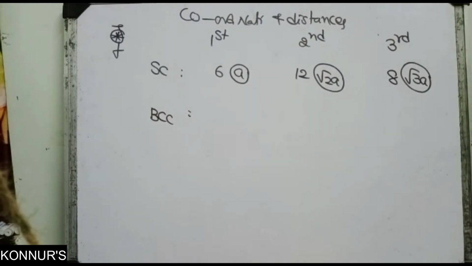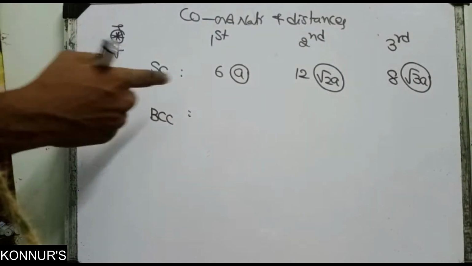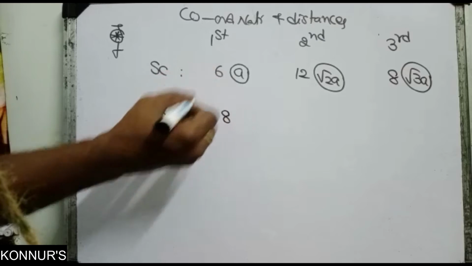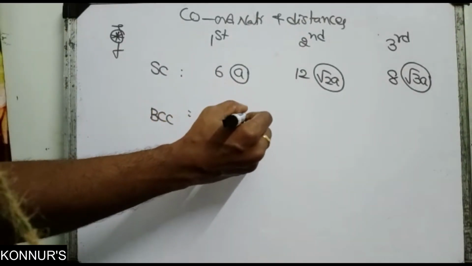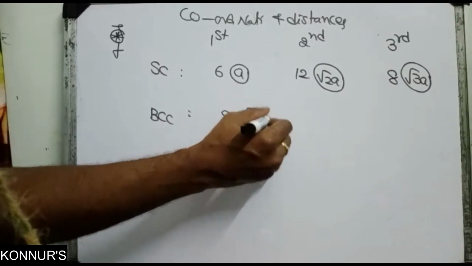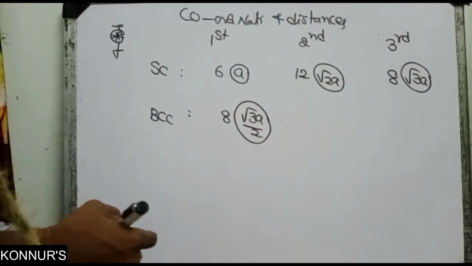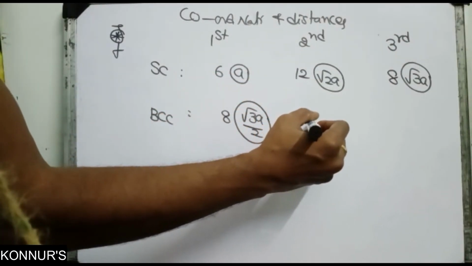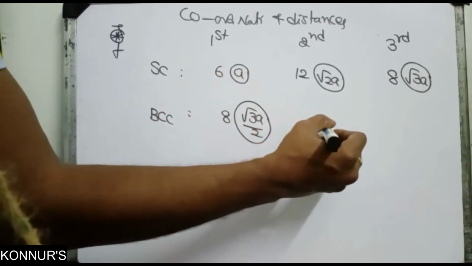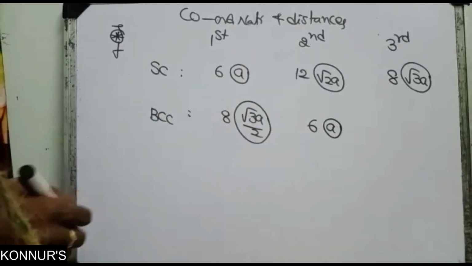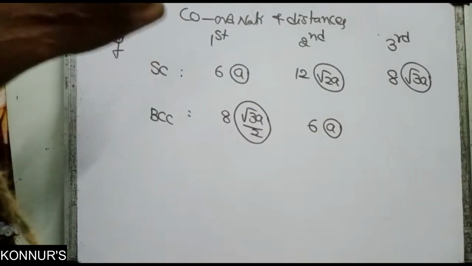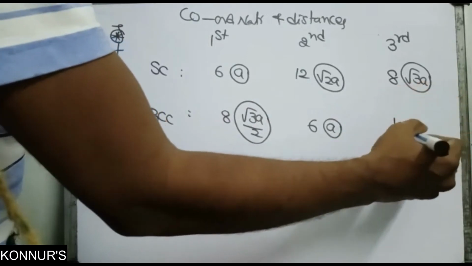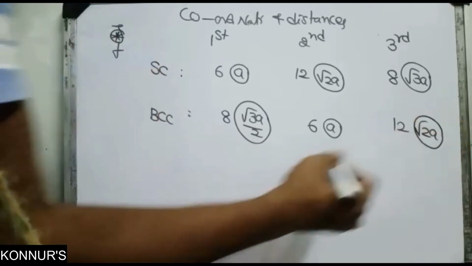Next, you go to BCC. BCC means the body center is 1, and every corner is 1. The first nearest is the body center. Body center neighbors number 8, and the distance is root 3 a by 2. The second is the corner points. Corner means 6, at distance a. The third nearest is the face diagonal, which is 12, with distance root 2 a.